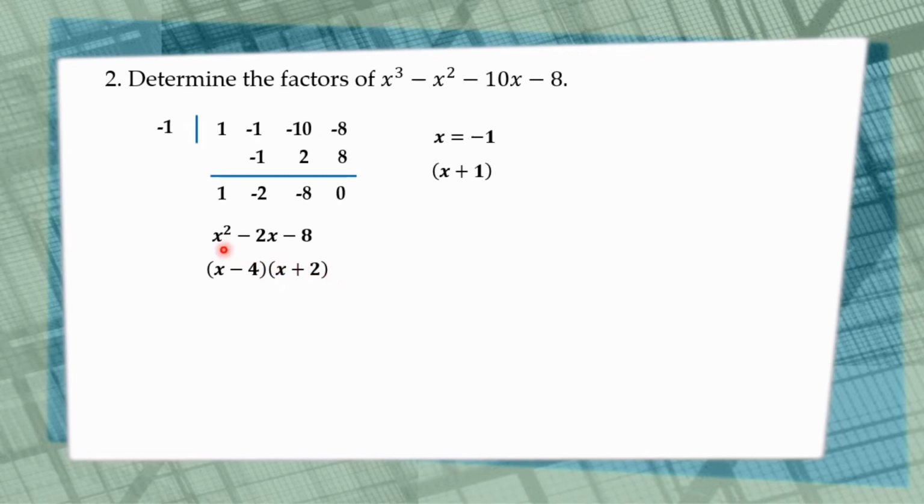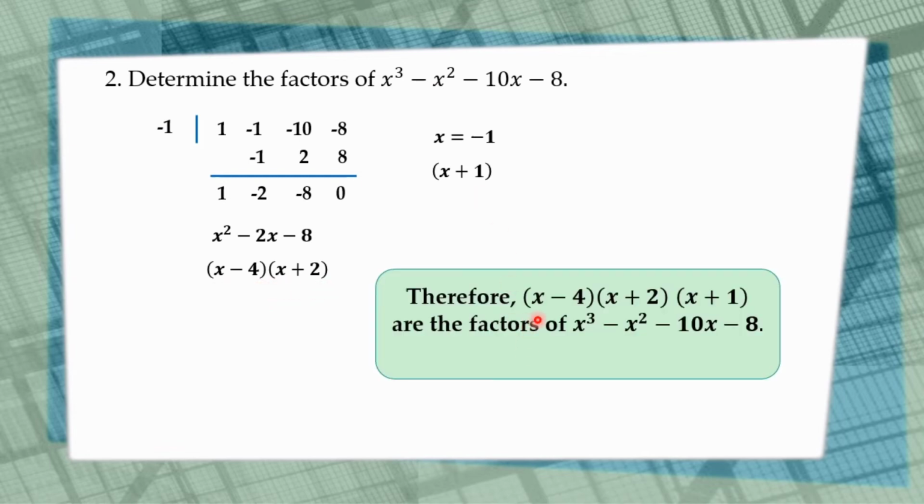So just factor the first term, x squared, and that is x and x. And the factors of negative 8 such that the sum is equal to negative 2, which is the coefficient of the middle term, are negative 4 and positive 2. Therefore, the factors are x minus 4 and x plus 2.